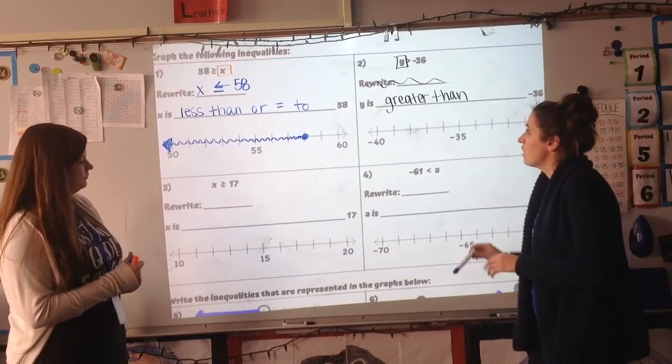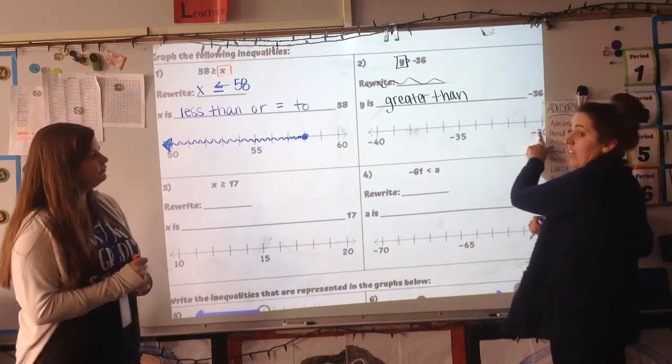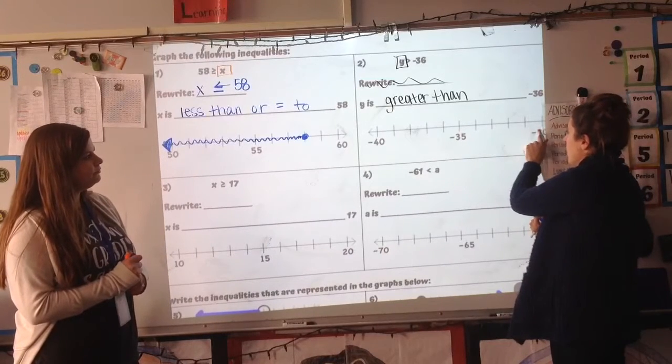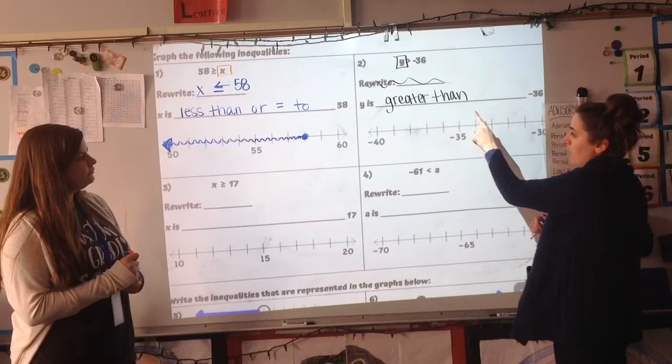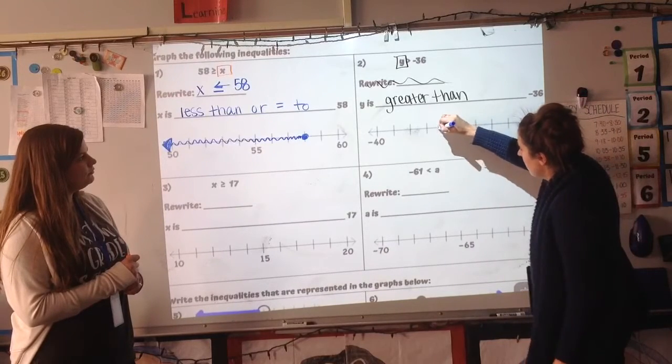Again, we've got negatives here. They can be a little bit trickier. They work in the opposite way. So I'm counting kind of in the reverse direction. Negative 30, 31, negative 32, negative 33, negative 34, negative 35, negative 36.